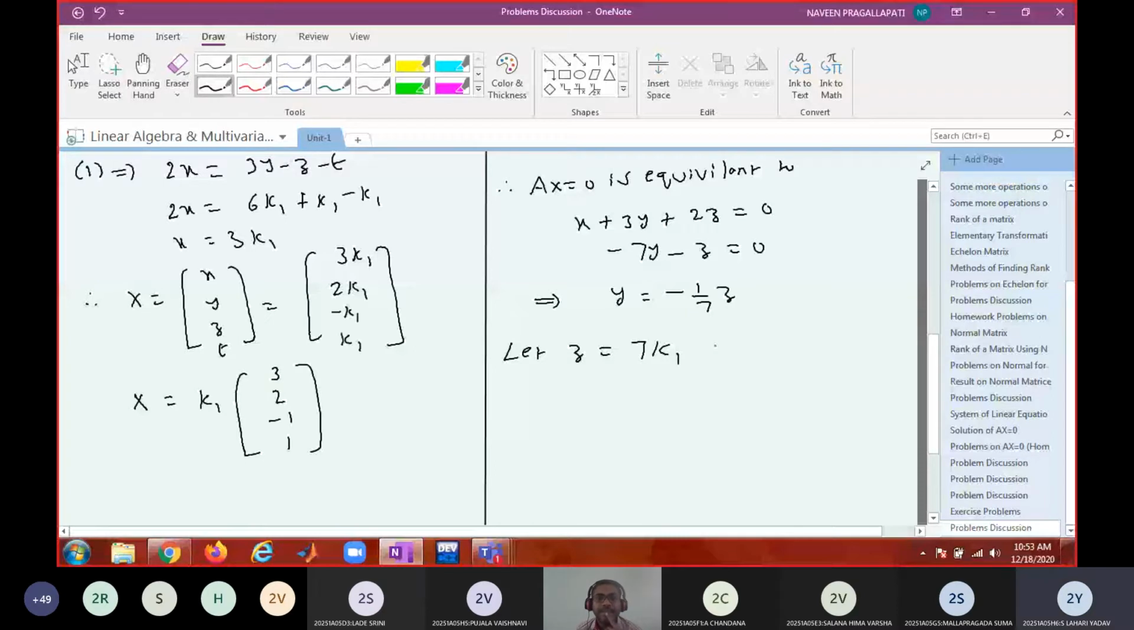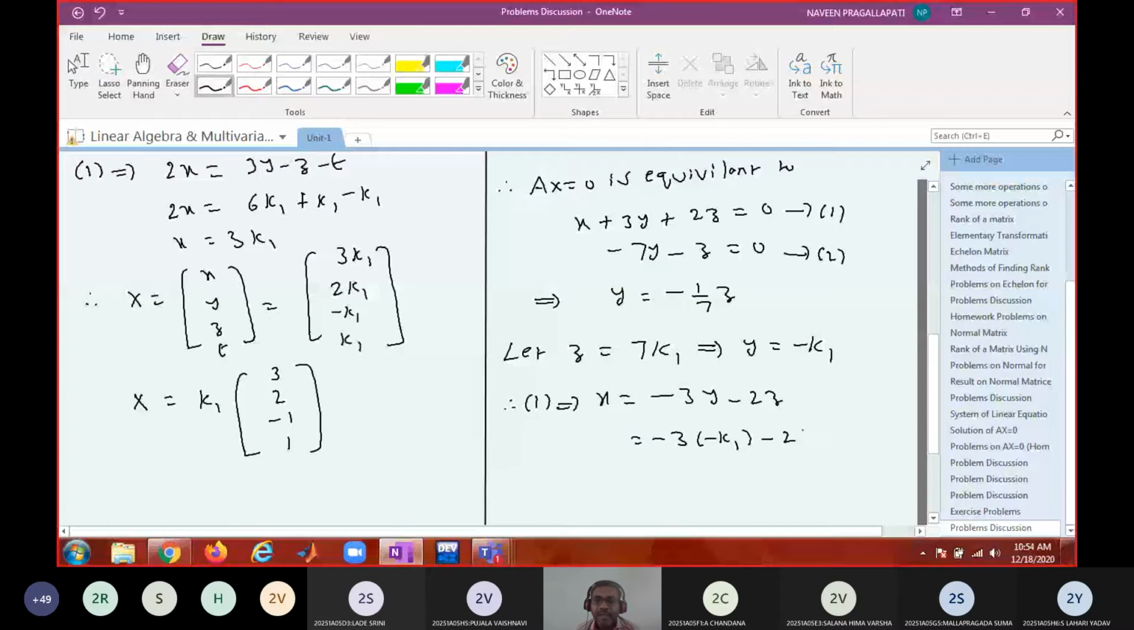Minus k1. Now substitute z equal to 7k1 and y equal to minus k1 in the first equation, then get the expression for x. Therefore, x equal to minus 3y minus 2z. Minus 3 into y, which is minus k1, minus 2 into z, which is 7k1.